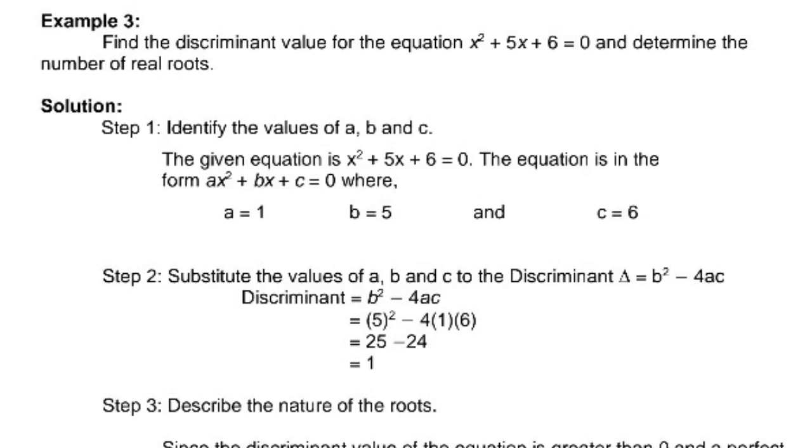Next step, we're going to substitute the values of a, b, and c into b squared minus 4ac. So b here is 5, so we're going to have 5 squared minus 4 times a equals 1 times 1, c equals 6, so times 6. 5 squared is 25, then minus 4 times 1 times 6 is 24. So we have there 25 minus 24, which is equal to 1.